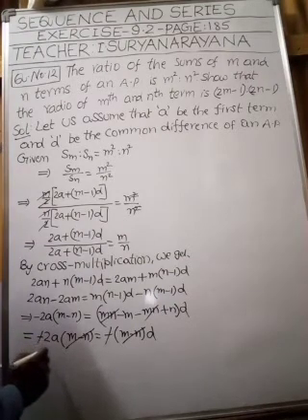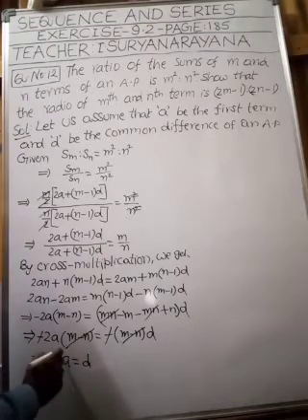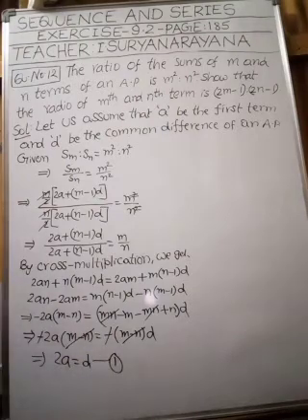Then we get 2a is equal to d. Let us consider this is the result 1. 2a is equal to d. Understood this step, my children? Right.